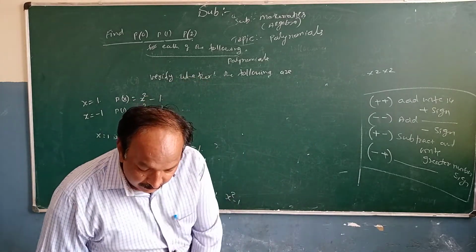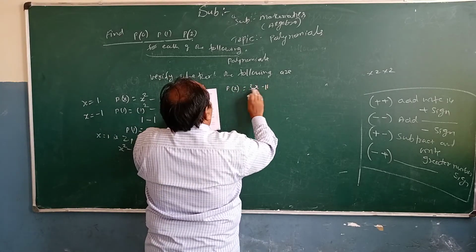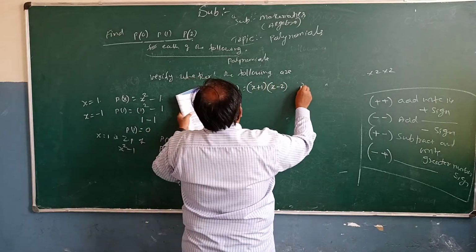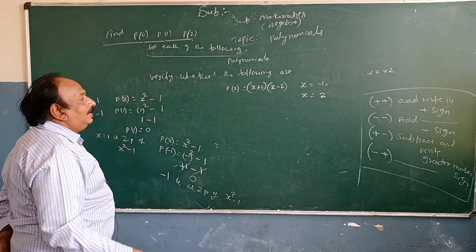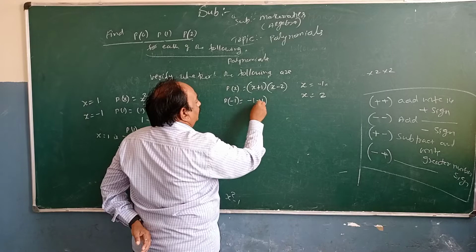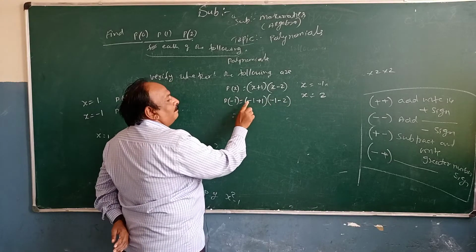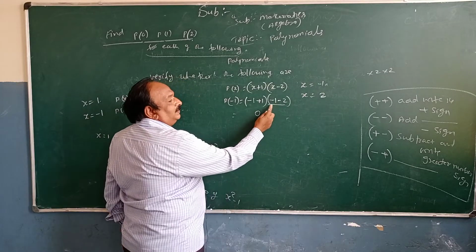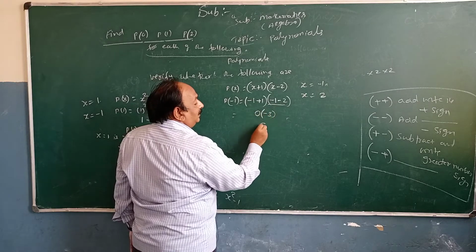Next one. P of x equals x plus 1 into x minus 2, at x is equal to minus 1 and x is equal to 2. P of minus 1: put x is equal to minus 1. Here put minus 1 plus 1, minus 1 minus 2. Minus 1 plus 1, what do you get? 0. Can anybody answer this one, minus 1 minus 2 is what? Minus 3. Minus 3 into 0 is 0.